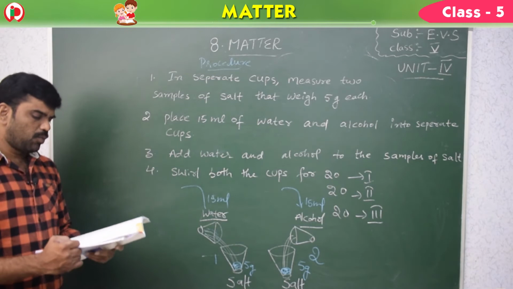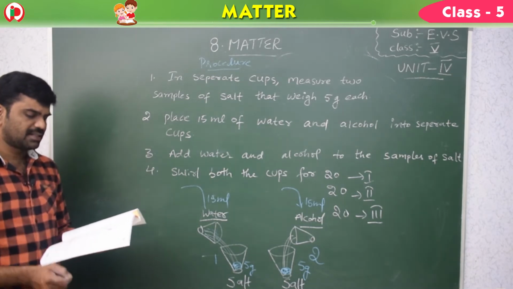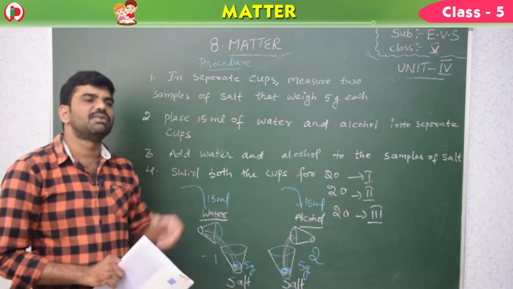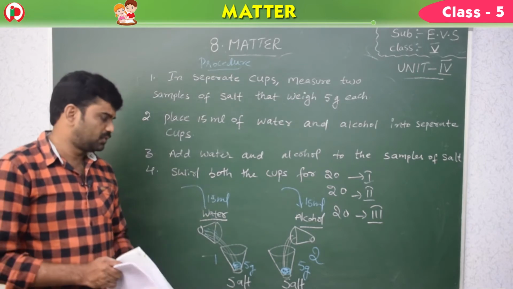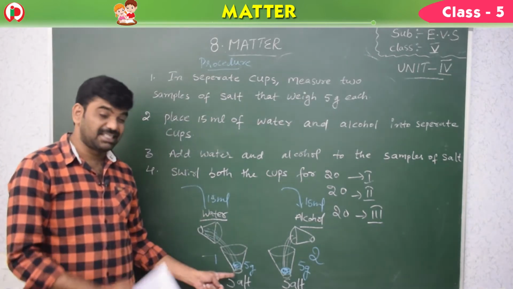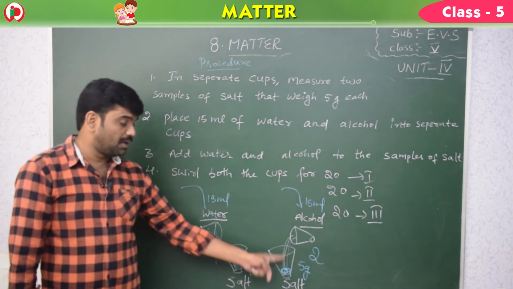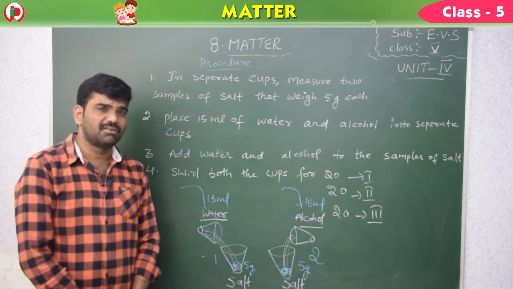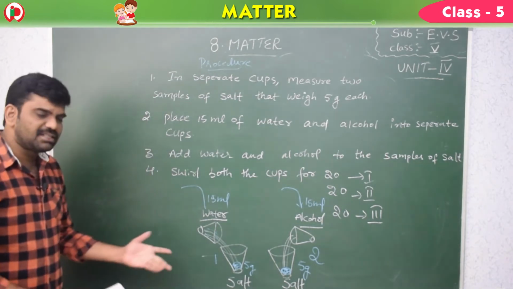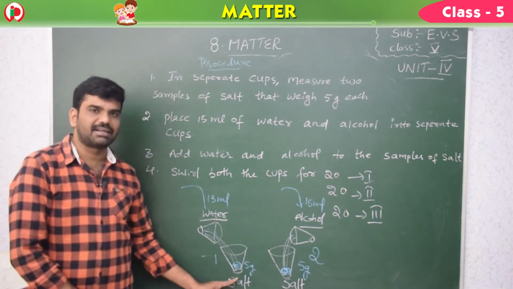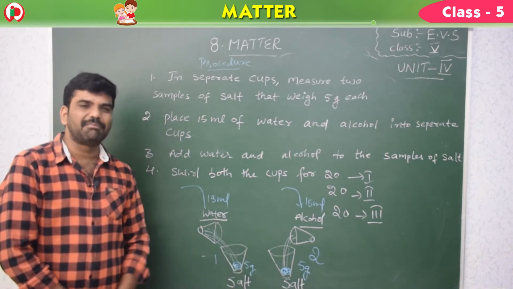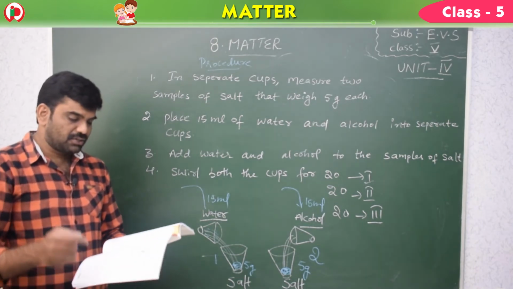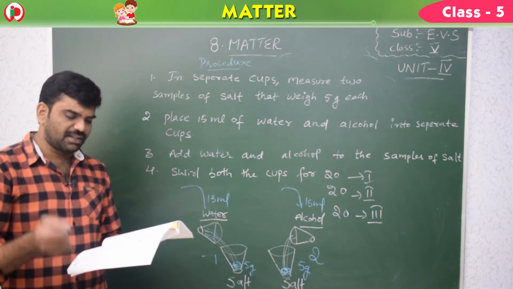Swirl both the cups in the same way for about 20 seconds and check for the amount of salt dissolved. So, first 20 seconds we have swirled, like this. After 20 seconds, check how much salt is dissolved in the water in the first case, how much salt is dissolved in the alcohol in the second case. How do you know how much it is dissolved? If it is dissolved completely, nothing will remain here. If it is dissolved incompletely, something will remain in the glass. Swirl for another 20 seconds and check, swirl for the last 20 seconds and check.